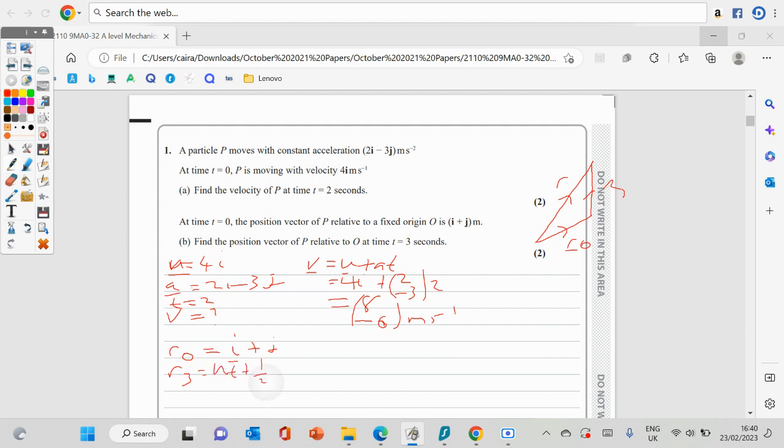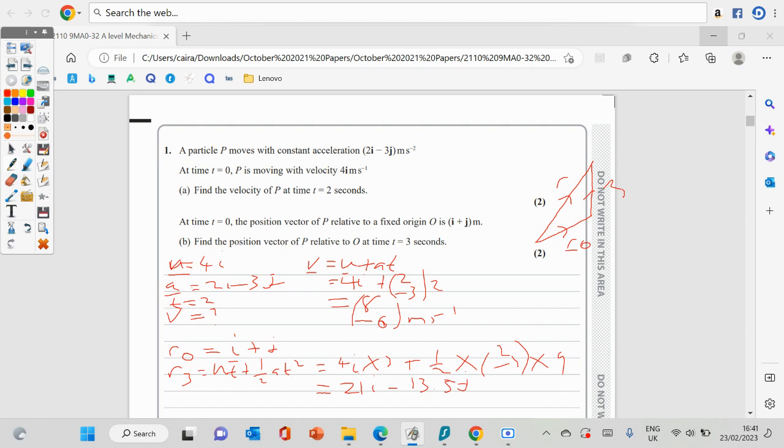We've got r3, which is going to be coming from s equals ut plus a half at squared, which is 4i multiplied by t equals 3, plus a half times the acceleration, which we know is 2i minus 3j, multiplied by 3 squared, so multiplying through by 9. That's going to give you 12i plus 9i, which is 21i, minus 13.5 or 27 over 2 j for r3.